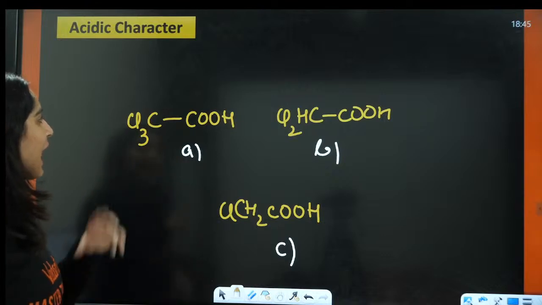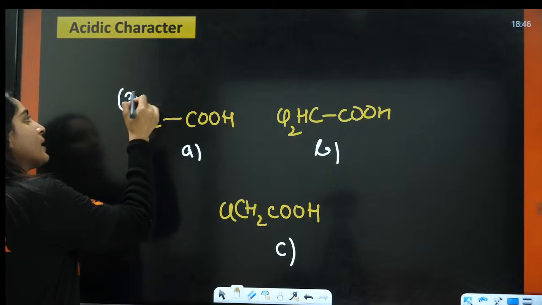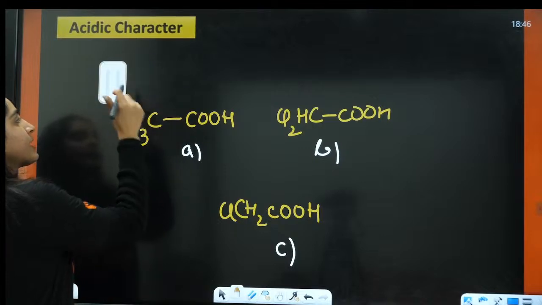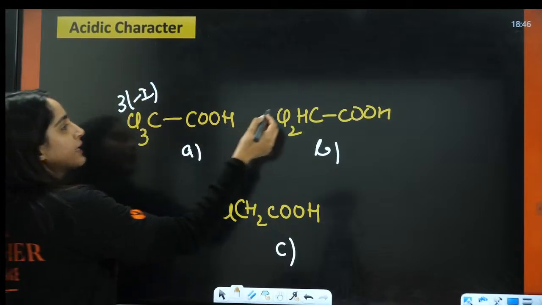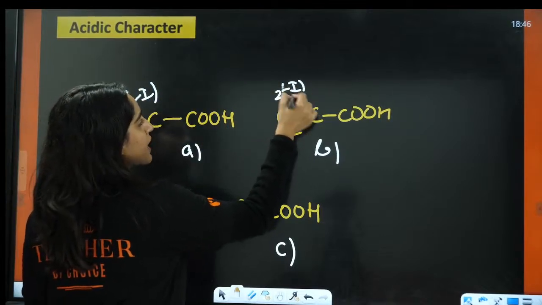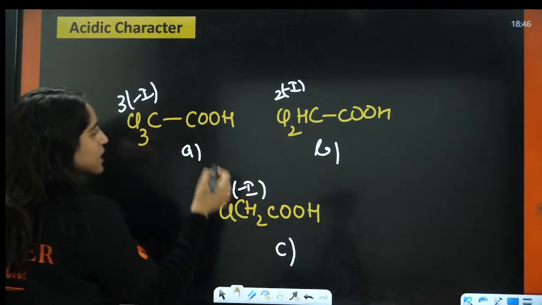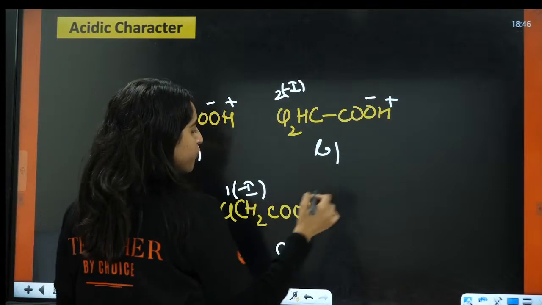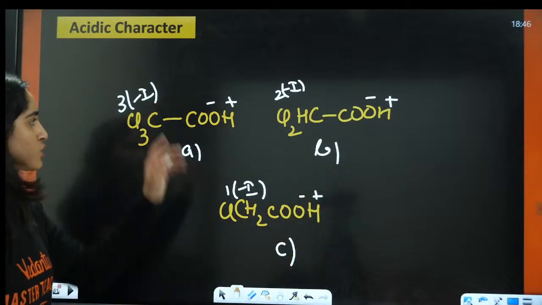As you know, A has 3 minus I groups. B has 2 minus I groups. C has 1 minus I group. Okay, this is negative, positive, negative, positive, negative, positive. Right? So this is negative.